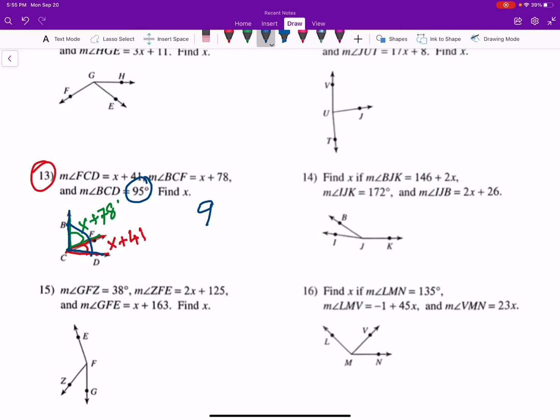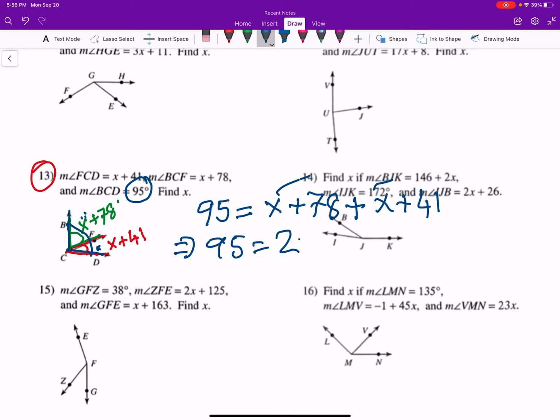So if you see, the whole angle 95 is the sum of these two angles. These are the parts of this angle. So once you add them, x plus 78 plus x plus 41, that gives you this. So now your equation is formed. Now you are going to solve for x. x and x gives you 2x, and 1 and 8 gives you 9, and 4 and 7 gives you 11.